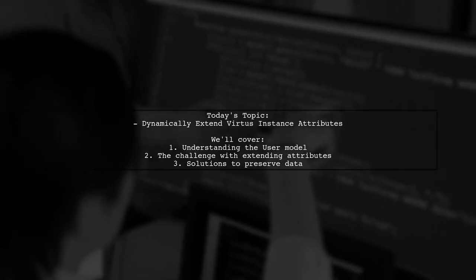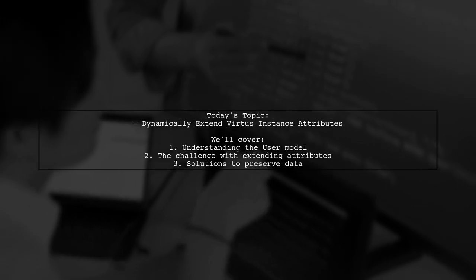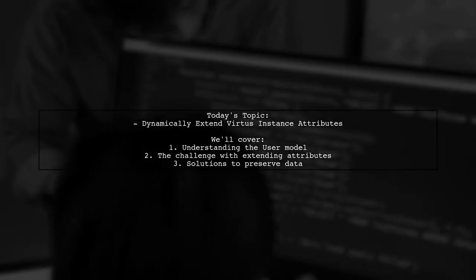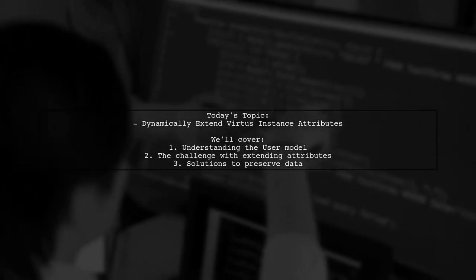Today, we're diving into a fascinating challenge that many developers encounter when working with Virtus models in Ruby. Our viewer asks, how can we dynamically extend Virtus instance attributes without losing existing data? Let's break it down.